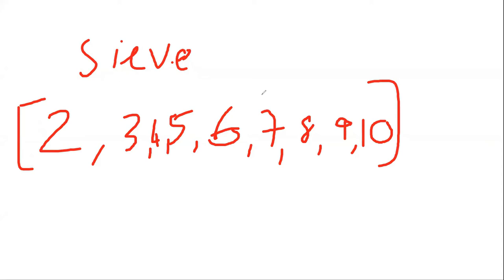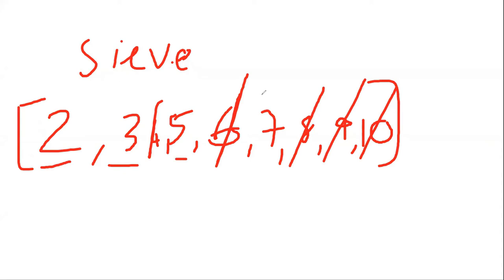What it says is take a list. So if you want to find all the primes less than 10, take a list of all numbers from 2 through 10. First, pick the first number, strike out all the factors of that number. Then pick the next number that's there on the list, strike out all its factors. Then pick the next number which is not struck out already and strike out all its factors. Pick the next number, strike out all its factors. There are no more factors. So whatever are left at the end are all the prime numbers less than that number.